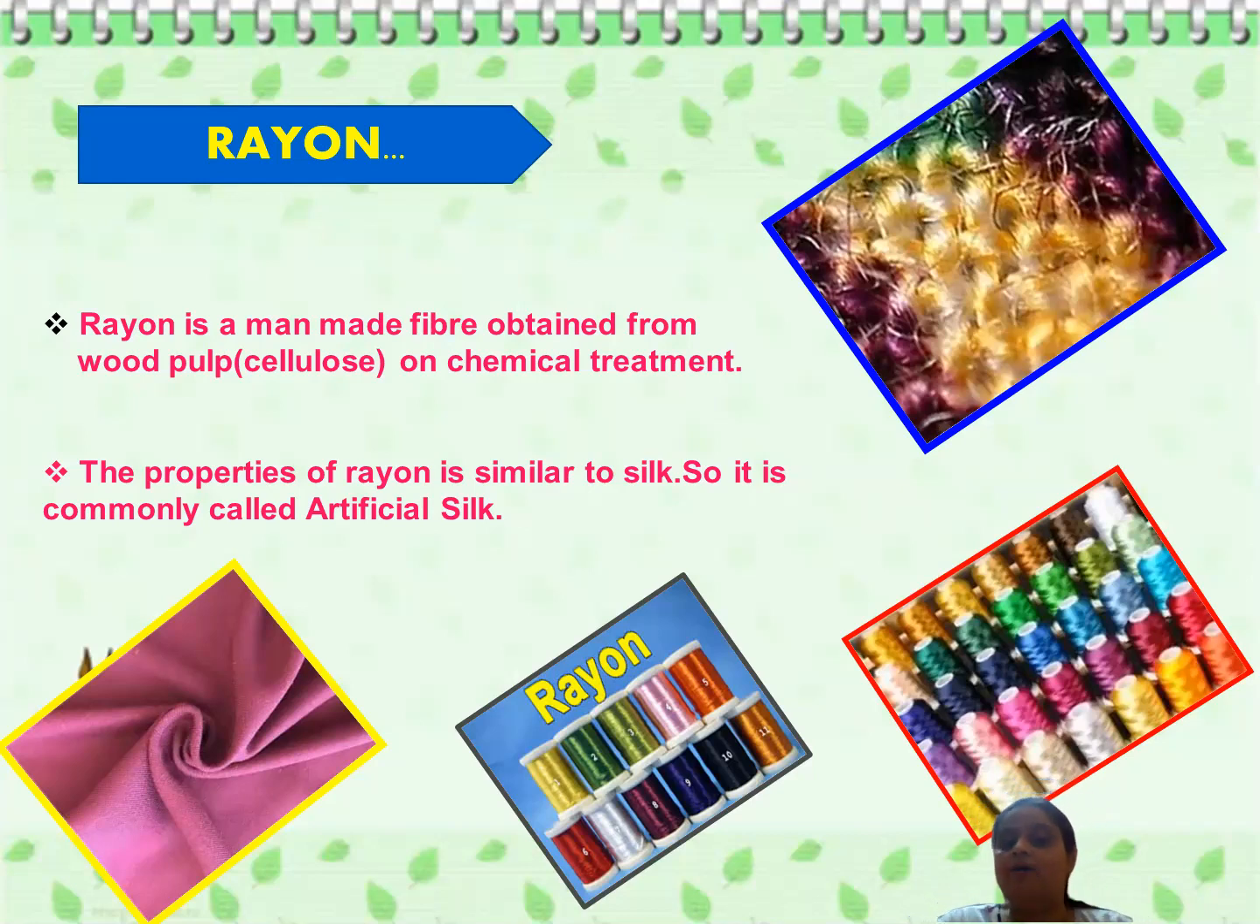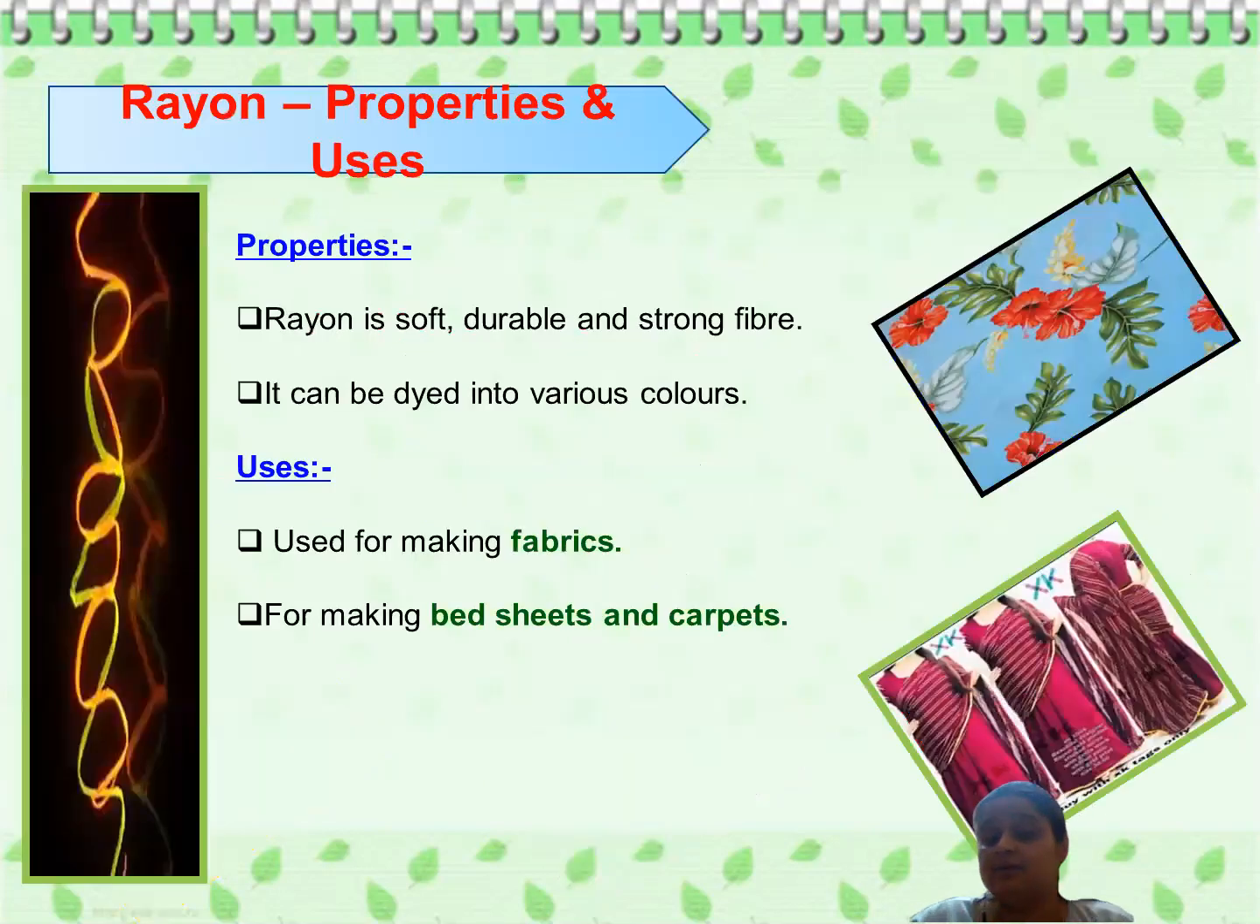And the property, how does it look like? It is resembling silk. Silk is beautiful and it's very costly also, and the rayon is similar to silk, that can replace silk, and that's why it is also known as artificial silk. And compared to the pure silk, this is comparatively cheaper. So we may use rayon if we are not able to afford silk.